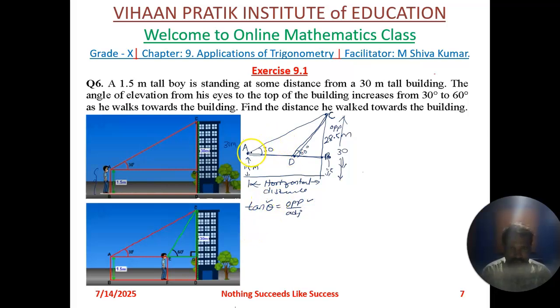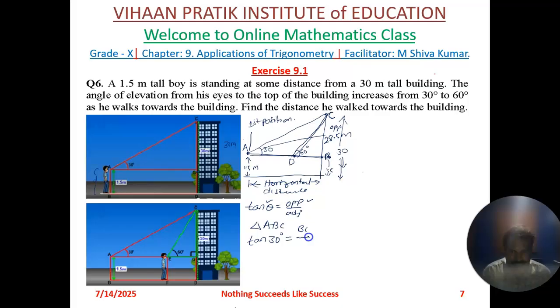So first we'll consider triangle ABC. So when we consider triangle ABC, in this triangle, tan 30 degrees. So first point, first position. So this is the first position of the boy. So from the first position, the angle is 30 degrees. Now tan 30 equals the opposite, the side opposite to the angle. This is the opposite side. Opposite side is BC.